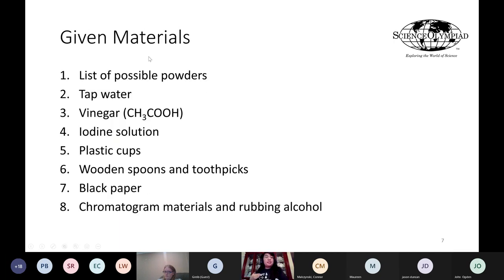And the materials I will be giving each team are as follows. I'll give them a list of possible powders and three different kinds of solutions: tap water, vinegar, as well as iodine solution. I'll also be giving plastic cups, wooden spoons, and toothpicks to help with powder identification. Same with the black paper, and I will also give them chromatogram materials and rubbing alcohol on top of the evidence that they'll be using to go through this event.